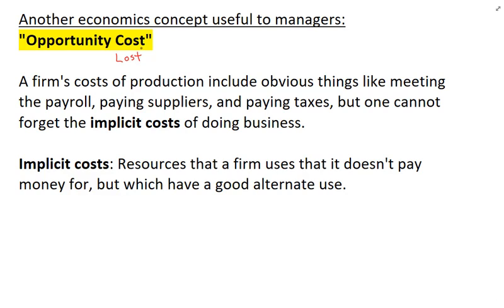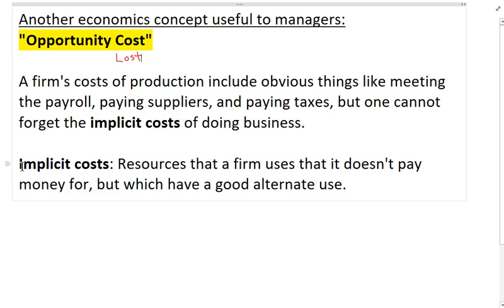And there are also things that don't cost money that you use in a business that are mutually exclusive. These are called implicit costs: resources that a firm uses that it doesn't pay money for, but which have a good alternate use. Now, what am I talking about?